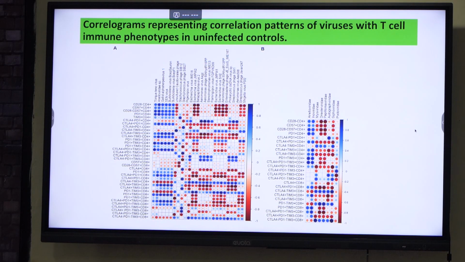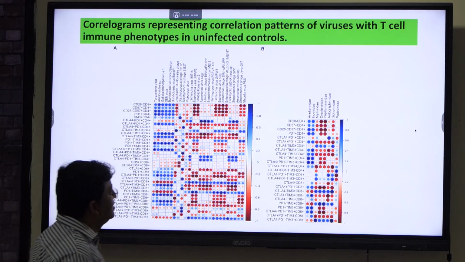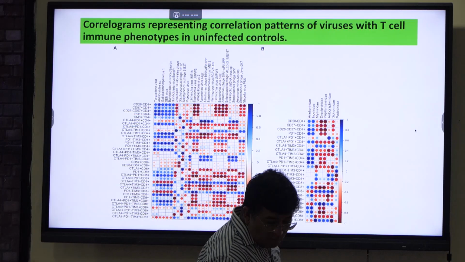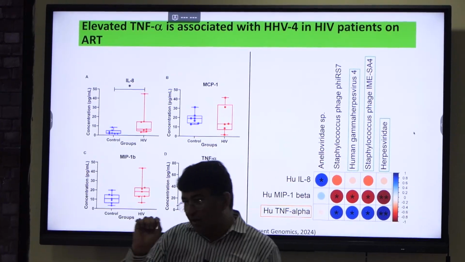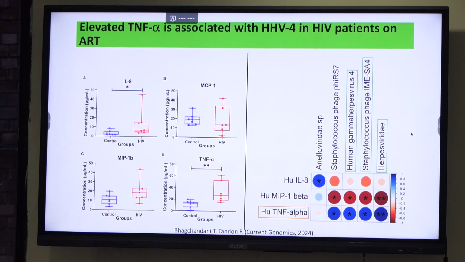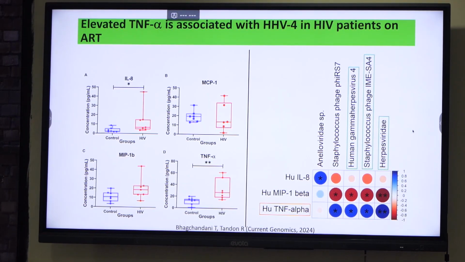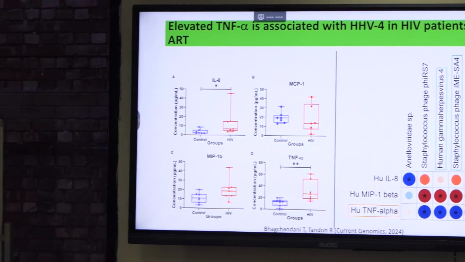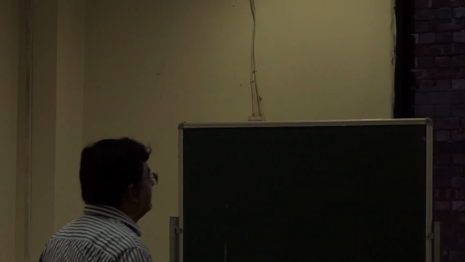Correlation pattern of virus with the T cell immunophenotyping. Here again you see exhausted T cells and various different kinds of virus. This continues because the data is so big. So I'm not going through one virus species at a time, just trying to give you an overview of how this virome composition is associated with different phenotypes of the T cells.